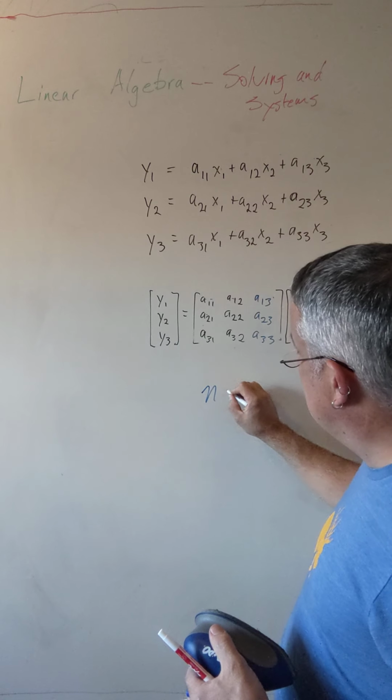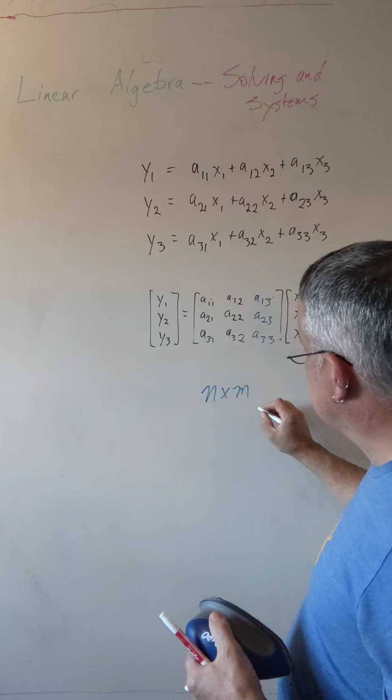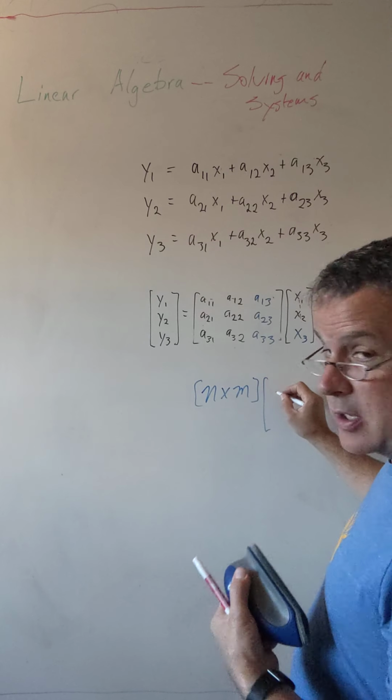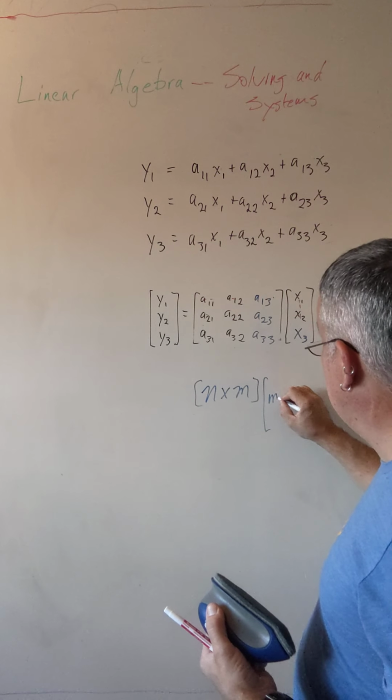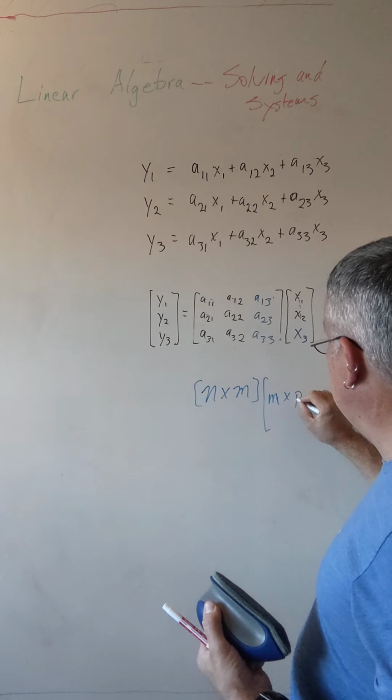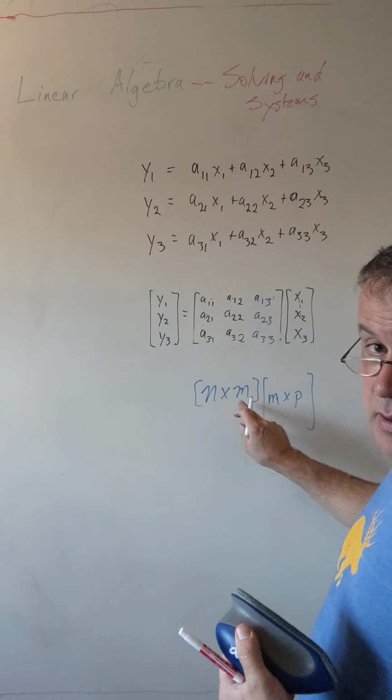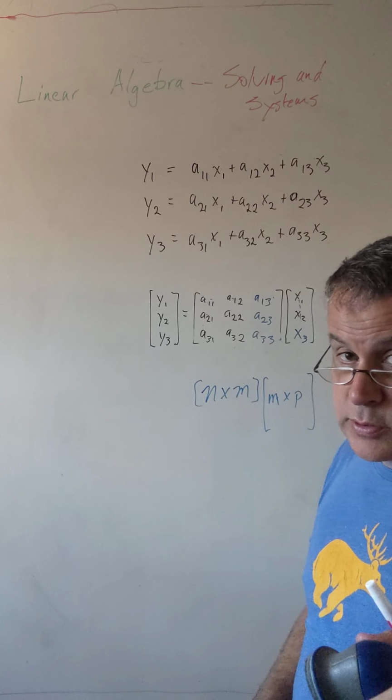If I have an n by m matrix, and I do a matrix multiply times something over here, this had better be an m by p matrix. So m had better be the same in order for me to be able to multiply those together.